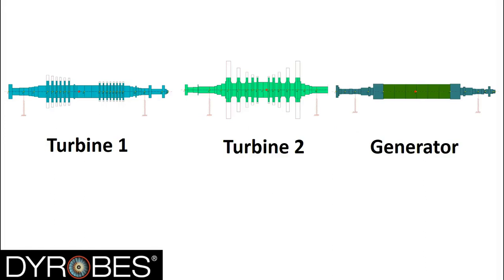For this exercise, we have three different rotor models, turbine 1, turbine 2, and a generator. The objective is to combine these models to create a train assembly, and then perform a critical speed analysis on the complete model.